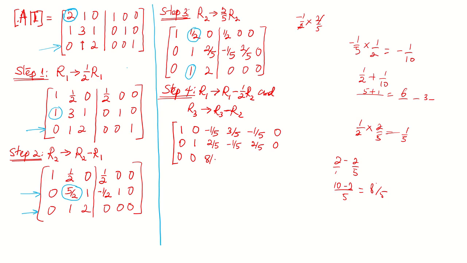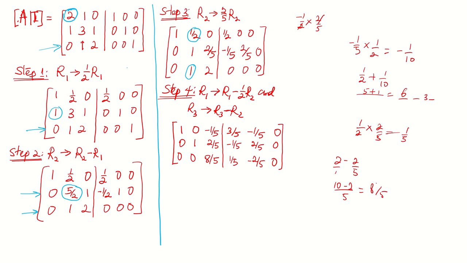Then 0 minus 1 over 5, that is plus 1 over 5. 0 minus 2 over 5, that is minus 2 over 5. 0 minus 0 will give 0. So that is the matrix we get when we apply the first step.